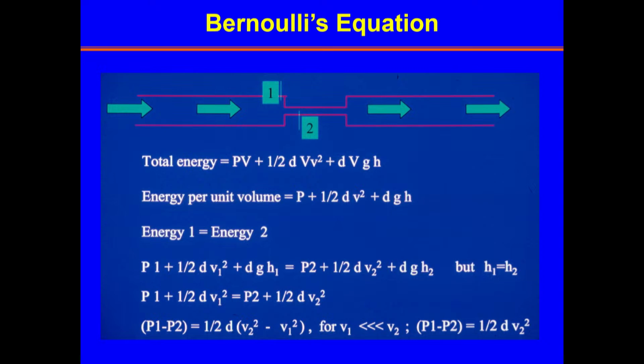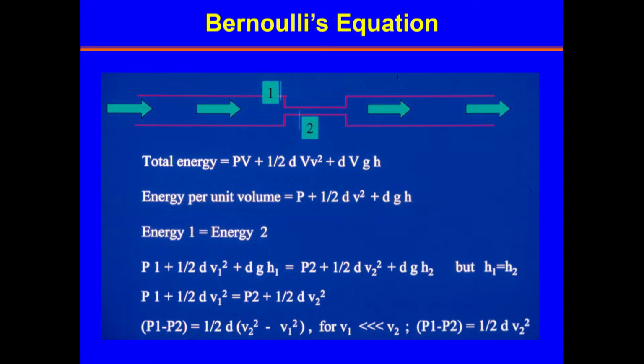Because the vertical distance for points 1 and 2 above the center of gravity is the same, meaning h1 is equal to h2, that expression gets reduced to pressure at point 1 plus kinetic energy at point 1 equals pressure at point 2 plus kinetic energy at point 2. We are interested in estimating the pressure gradient, so we rearrange that expression and you end up with that.